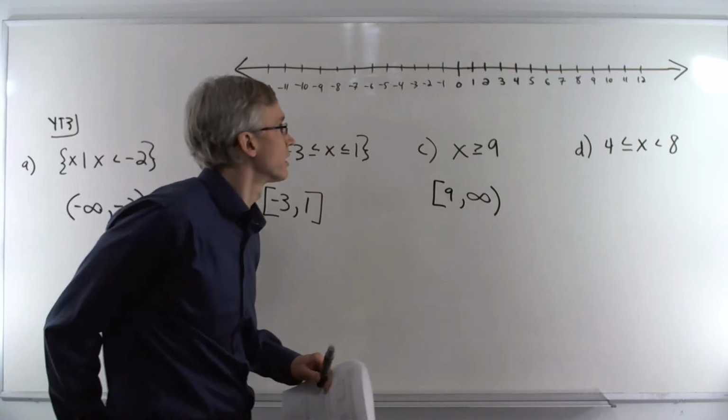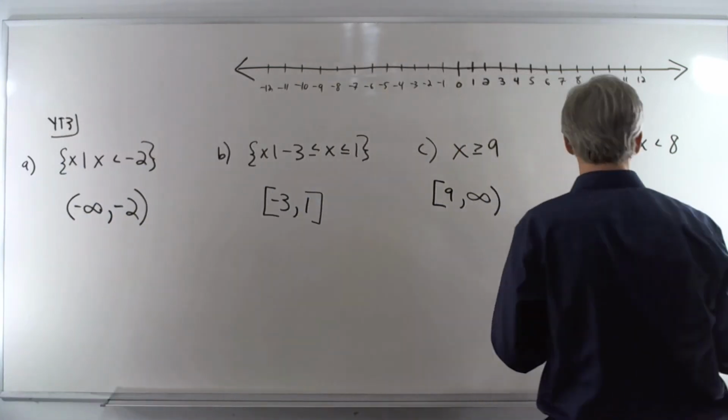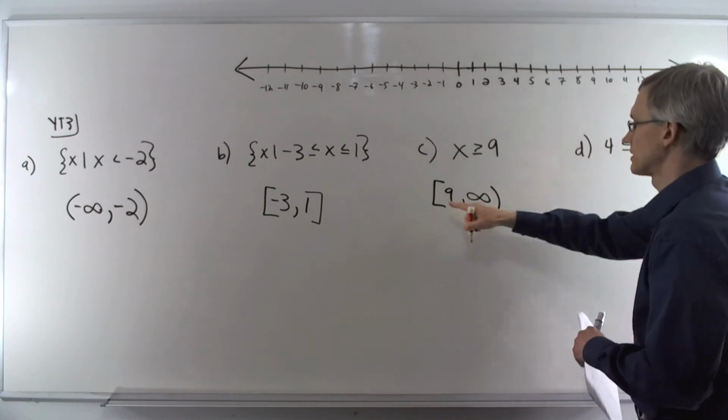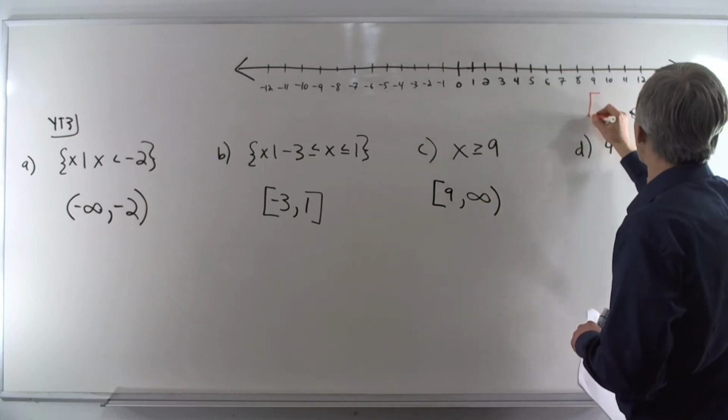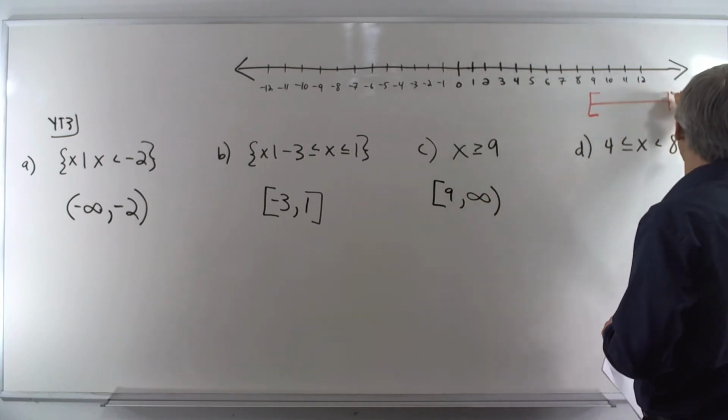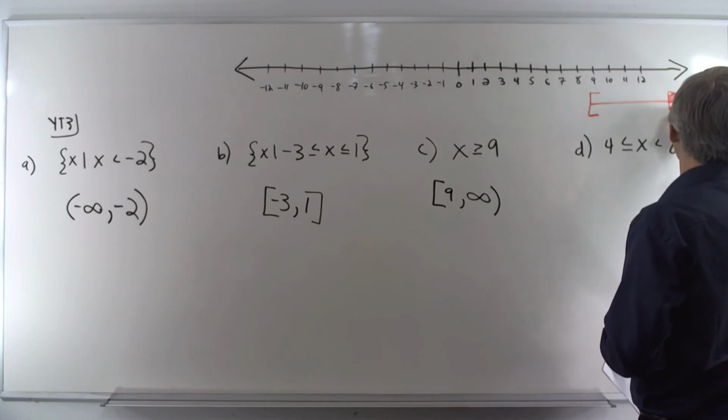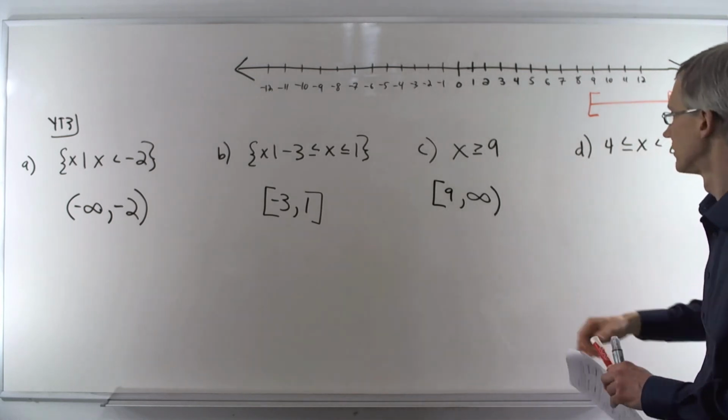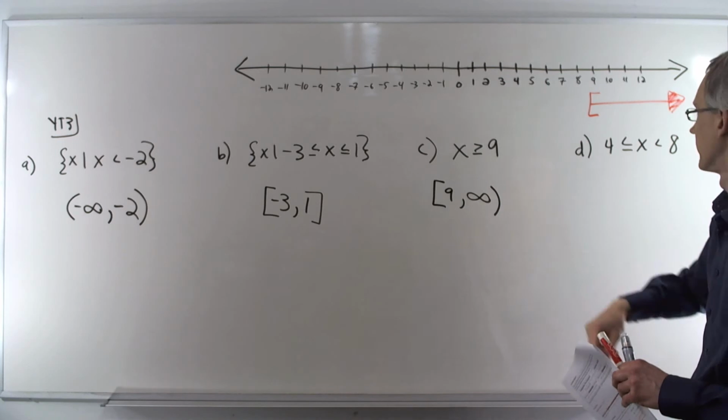The graph for this one, we're going to start at 9 with a bracket to match the bracket here, all the way to the right, and then shade in the arrowhead to indicate we're going off to infinity.